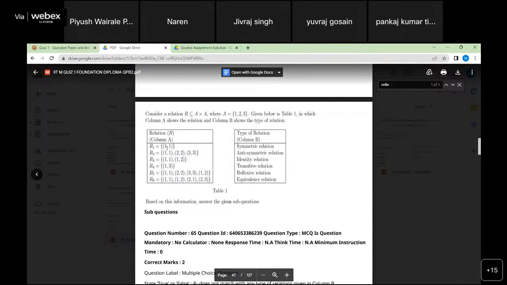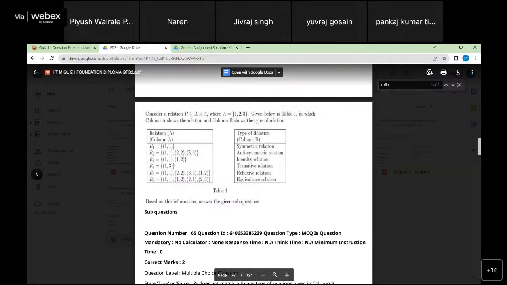But here we are talking about the match the pair, right? Relation R, column A. So relation R is a subset of A cross A, right? Here we are talking about which one is the reflexive relation. So R1 and R2 are reflexive relations here.